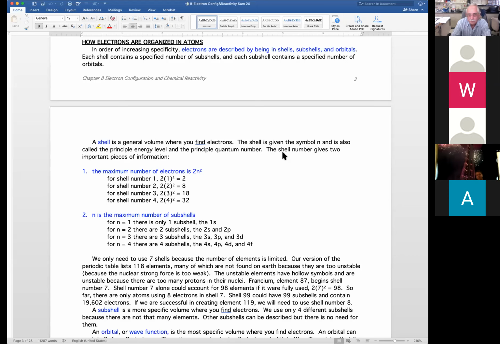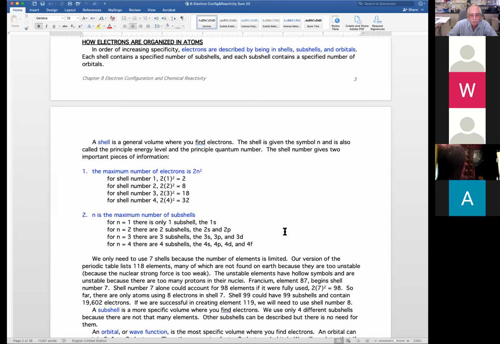So if you look at shells, it's just a general volume where you find electrons. Here's an equation that describes how many electrons can be in a shell. And it also tells you how many subshells there will be. So we have seven shells. Shell number one is closest to the nucleus, so it has the lowest energy, right? And so it is talking about energy, but in our brains, we don't have a place for energy, so we have to think of a place. So that's why the shells, subshells, and orbitals.